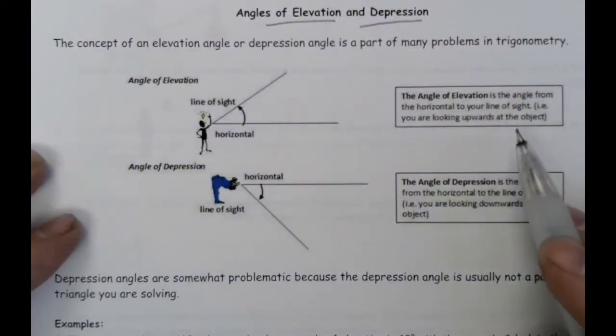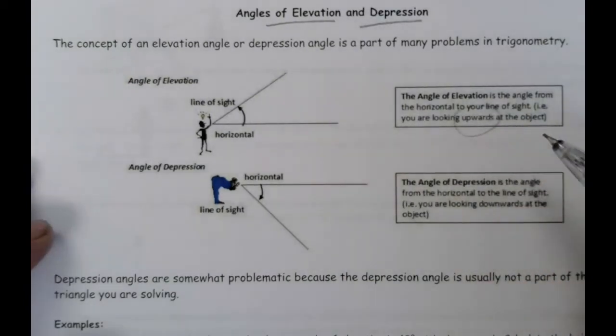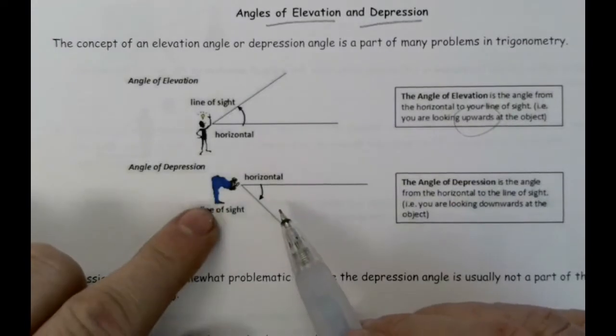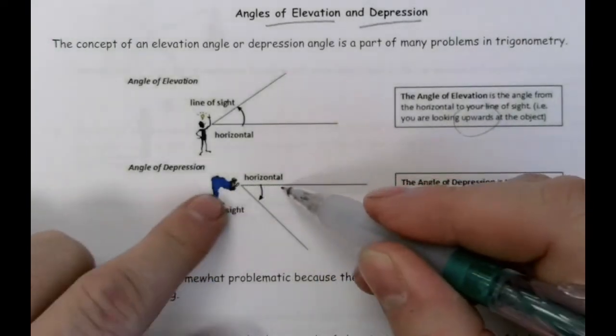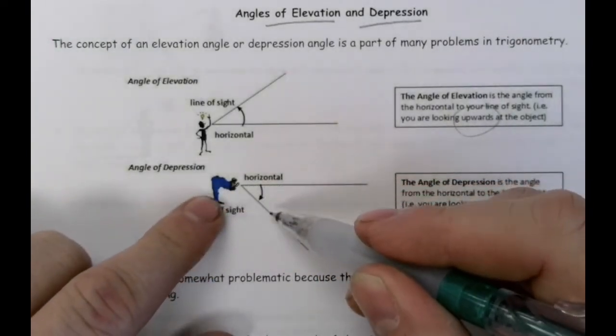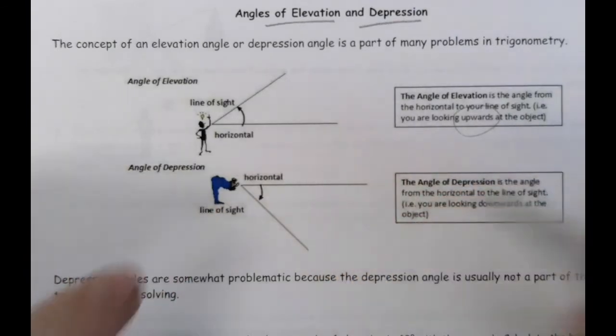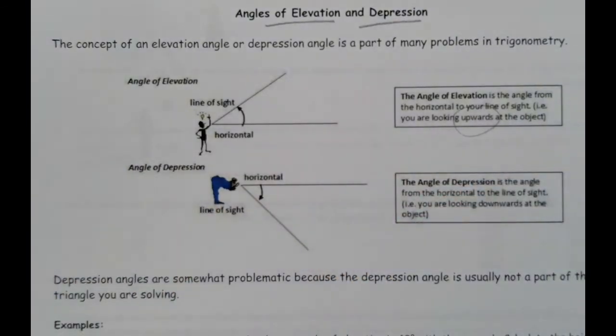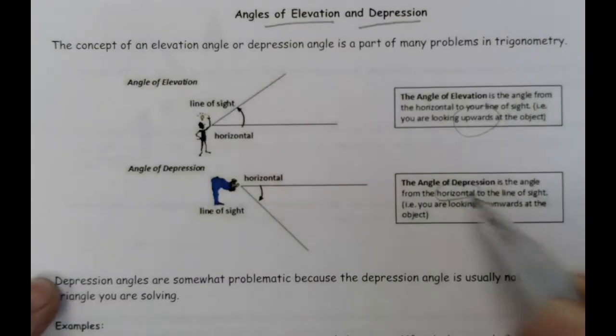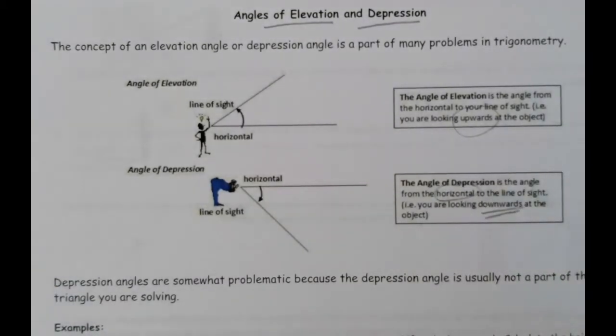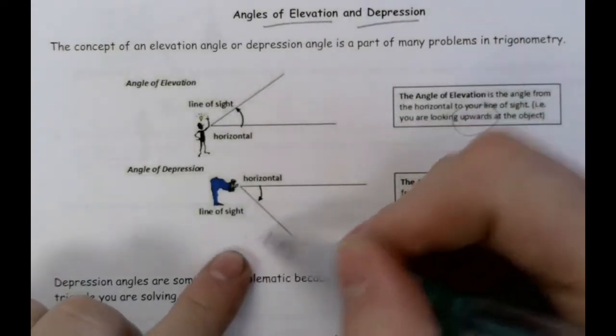Okay? So here we go, it's the angle from the horizontal to your line of sight, but upwards to your line of sight. Angle of depression is when you go from the horizontal and you bend your head or your eyes down. Okay? And so the angle of elevation and angle of depression are always measured from the horizontal. It's just that with angle of depression, you're going down. It's never measured from the vertical up.